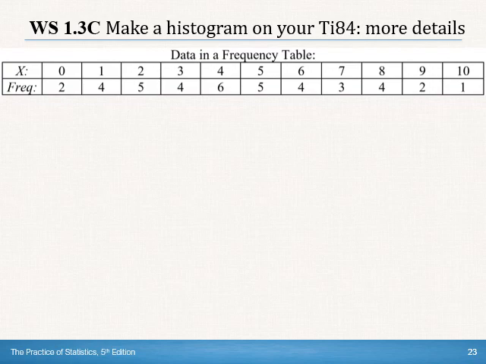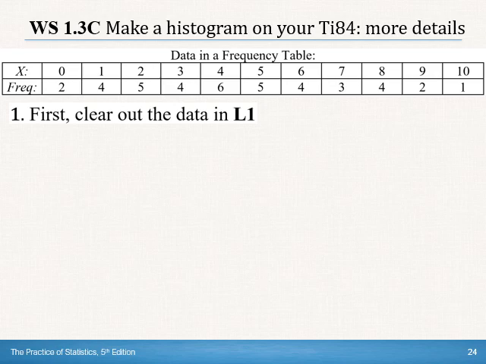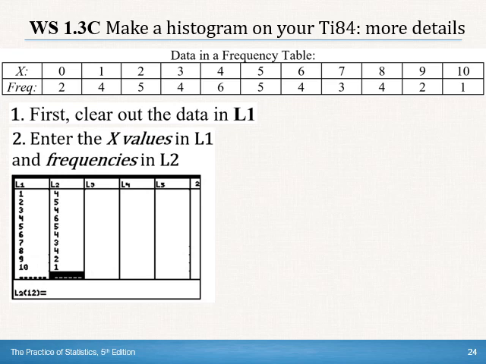All right, so how would we enter this data using a frequency table? First, go clear out list 1, and then put the X values in list 1. So that's 0, 1, 2, 3, 4, 5, 6, 7, 8, 9, 10.